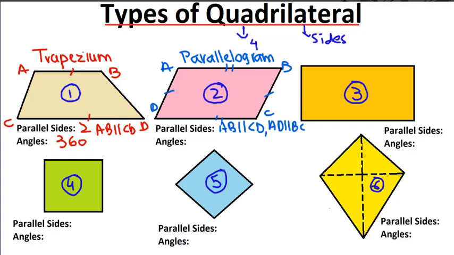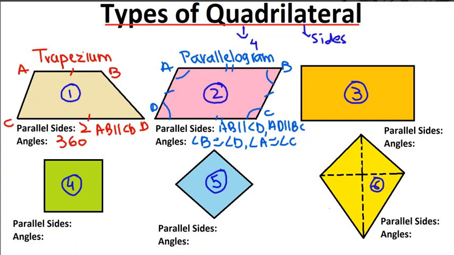What about the angles? Here, opposite angles are equal. This angle is opposite to this angle and this angle is opposite to this angle. So I can write here that angle B is equal to angle D. Similarly, angle A is equal to angle C. So the opposite angles in a parallelogram are equal, but in the case of a trapezium, it was not so.